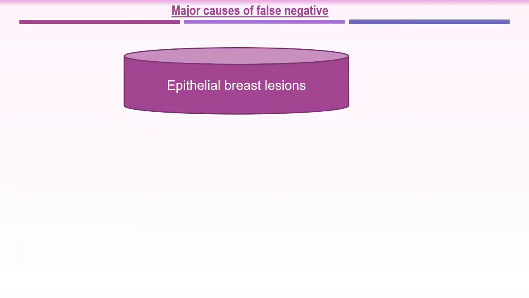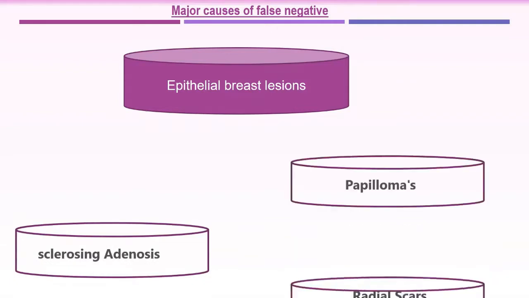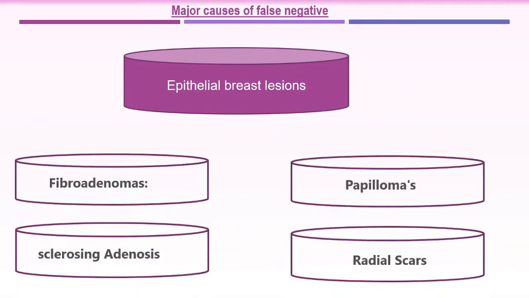Fibroadenomas. Fibroadenoma, okay. Papillomas, radial scar, sclerosing adenosis. Excellent. What is the difference between these entities? Yes, we went through sclerosing adenosis, papillomas, radial scar, and fibroadenomas. These are all epithelial lesions. What is the difference between these lesions?